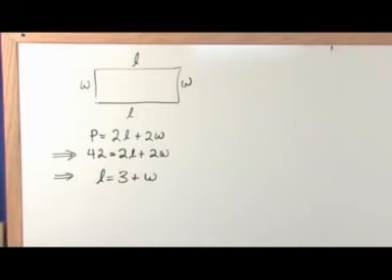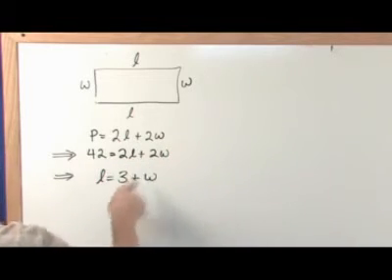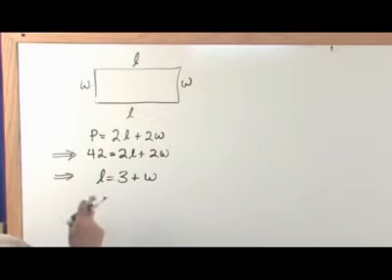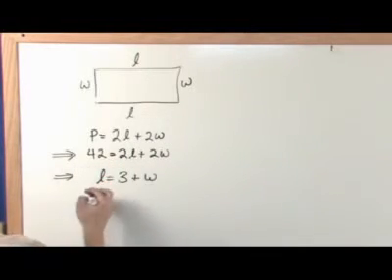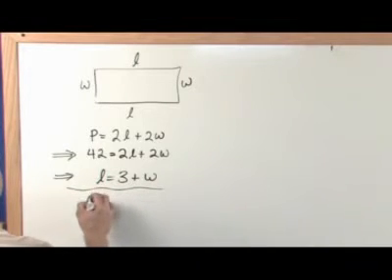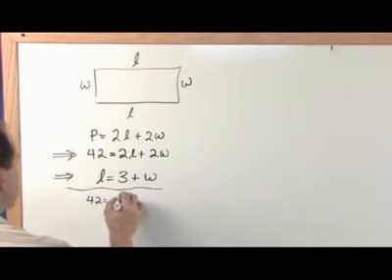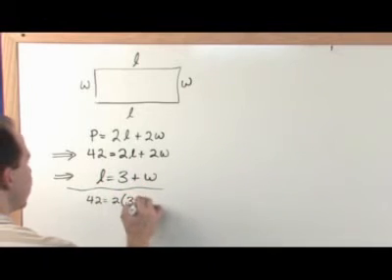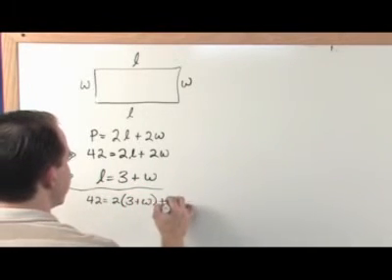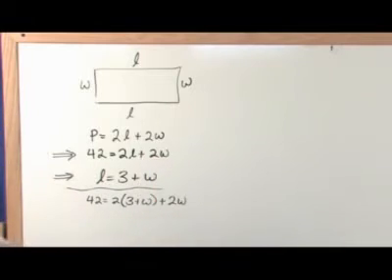Now notice I'm trying to find the dimensions of this rectangle, which means I'm trying to find the length and the width. Now I've got two equations and two unknowns, and that's exactly what I need to solve the problem. So let's proceed just as we have before. Let's take this L and we'll plug it into here. So what we will get is 42 is equal to 2 times L, but L is given by this, so I'll put 3 plus W in, plus 2W, just kind of carrying this down.